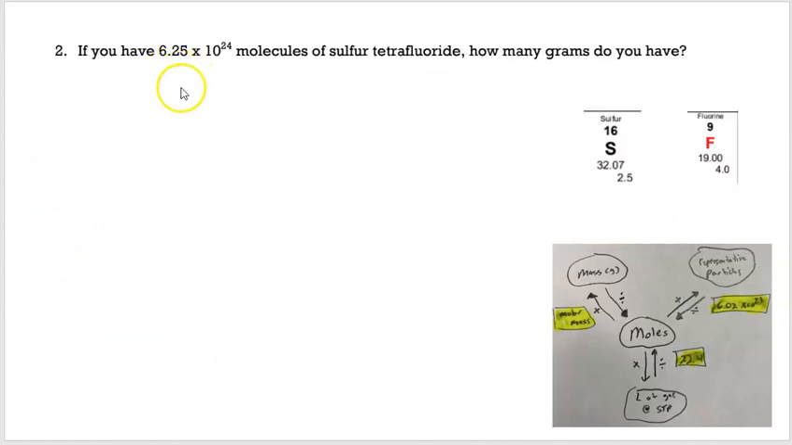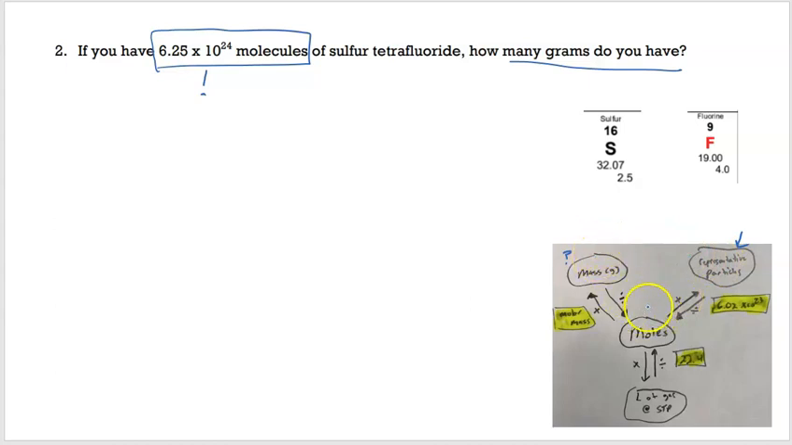Number 2. So if I have 6.25 times 10 to the 24th molecules, this is my known quantity. I know that number, which means I am going to start here at representative particles. It tells me how many molecules I have. What I'm eventually going to try to figure out is my mass. It says how many grams do you have? Mass. Grams is a mass value. So essentially, I'm just going to work backwards from representative particles, backwards from the last question. Instead of going from mass to representative particles, going from representative particles back to mass.